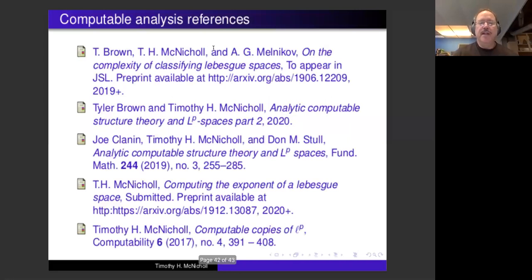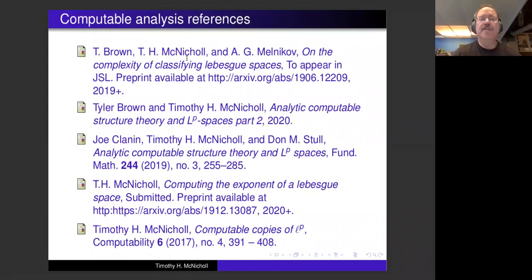The computable analysis papers I refer to are these. The results about the complexity of the Lebesgue space index set being Pi^0_3 are in this paper by Tyler Brown, myself, and Sasha Melnikov that just got accepted to JSL last week. Preprint is on the arXiv. Then the degrees of categoricity of the LP spaces for P computable were nailed down in these two papers by McNicholl, Clanin, Stull, and Brown. Little lp's degree of categoricity was nailed down in this paper by myself.